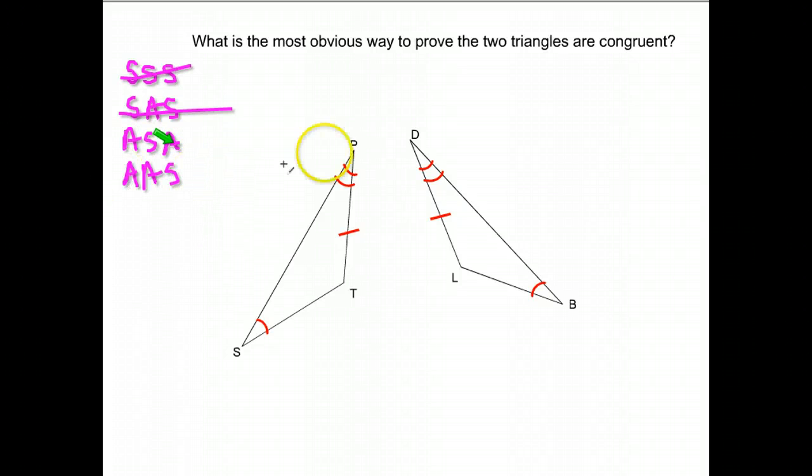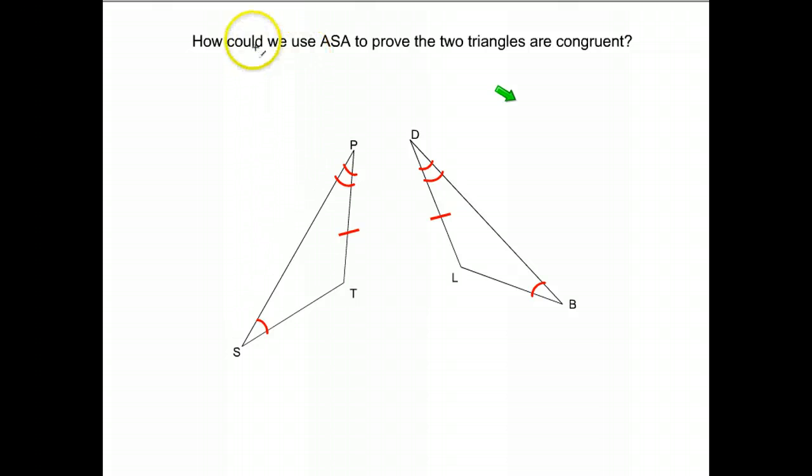ASA, now just without doing anything else in the picture, we do have 2 angles, which is what we need, but notice the S, or the side, needs to be between those 2 angles, so it would need to be this side if we wanted to use ASA on this picture. See, again, here we have our 2 angles, and we would need the side between those 2 angles and not this one over here. So the most obvious way to prove these two triangles are congruent is by AAS. We have 2 angles and a side not included between them. Okay, so the most obvious way to prove these are congruent is by AAS.